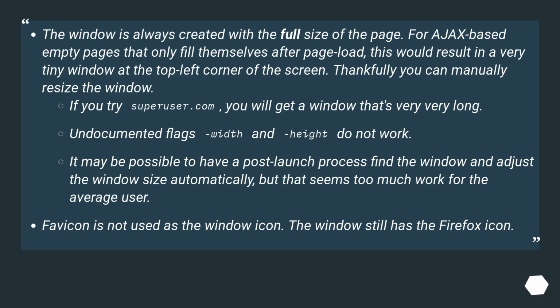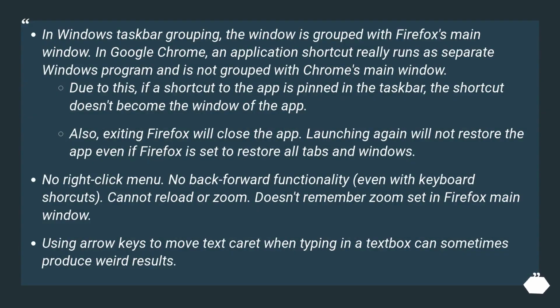Favicon is not used as the window icon. The window still has the Firefox icon. In Windows taskbar grouping, the window is grouped with Firefox's main window. In Google Chrome, an application shortcut really runs a separate Windows program and is not grouped with Chrome's main window. Due to this, if a shortcut to the app is pinned in the taskbar, the shortcut doesn't become the window of the app.